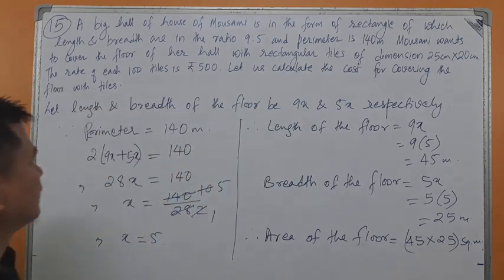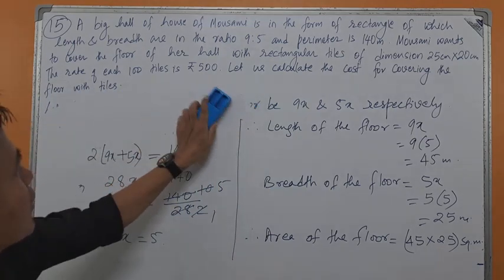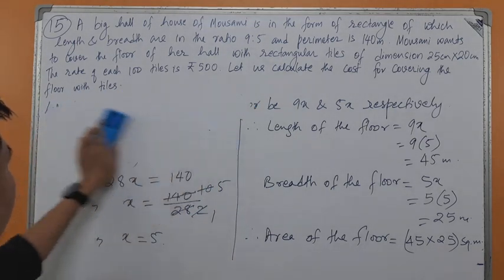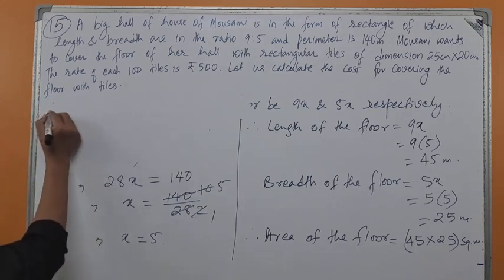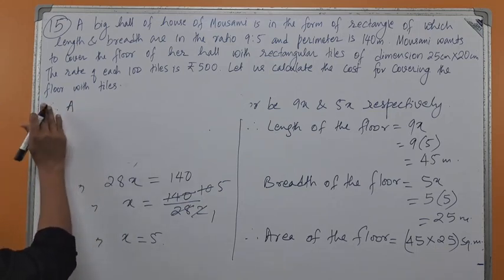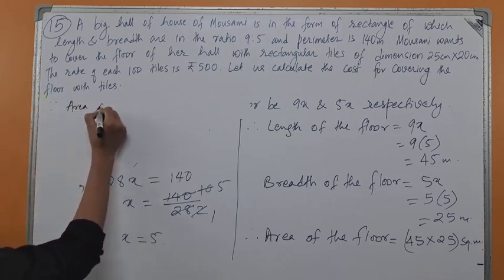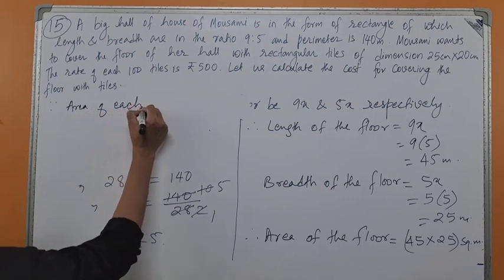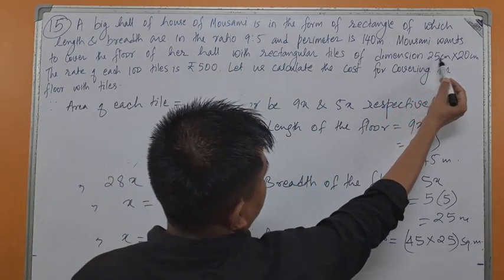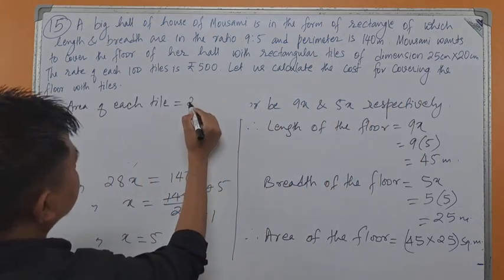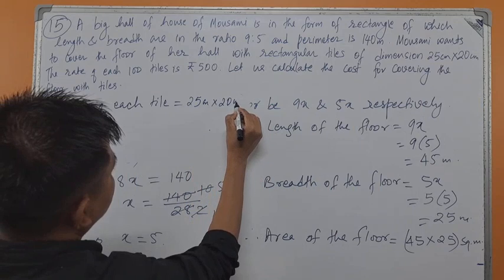Now what we do is we find the area of each tile. Okay, it is given to us actually. Since area of each tile equal to length into breadth, 25 centimeter into 20 centimeter.